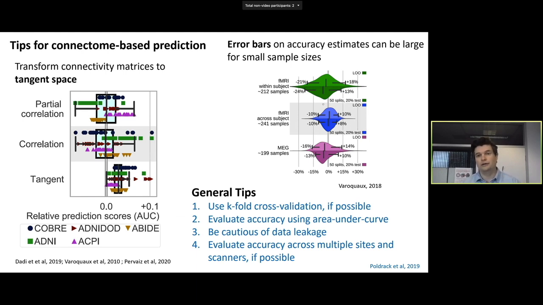Here are some more general tips for prediction. In particular, k-fold should be used over leave one out. Area under the curve is a good measure for accuracy evaluation. Be cautious of data leakage between test and training sets. And if possible, it's good to evaluate your trained classifier across different sites. This allows us to investigate how well the model generalizes across scanner sites.